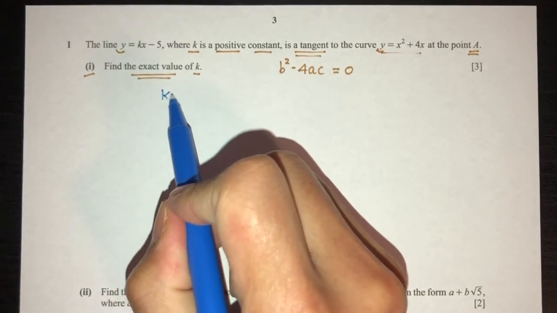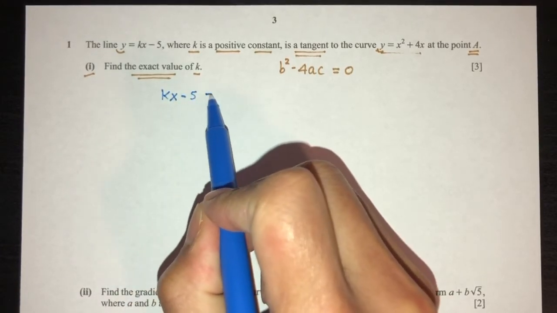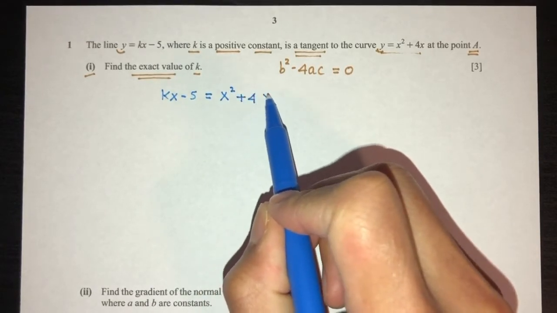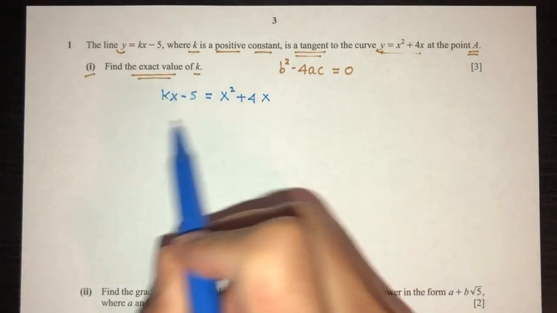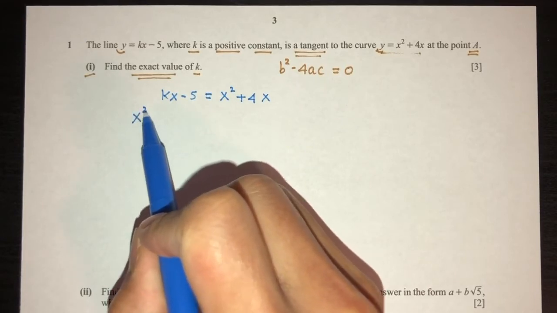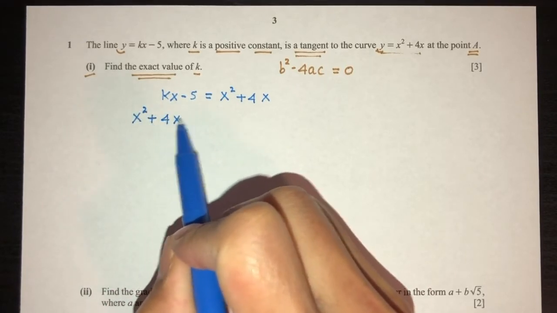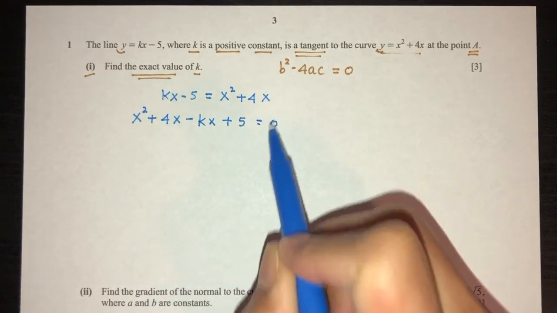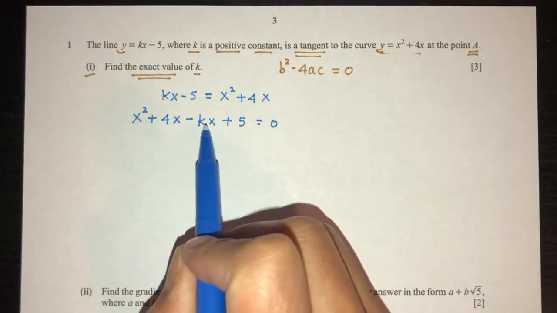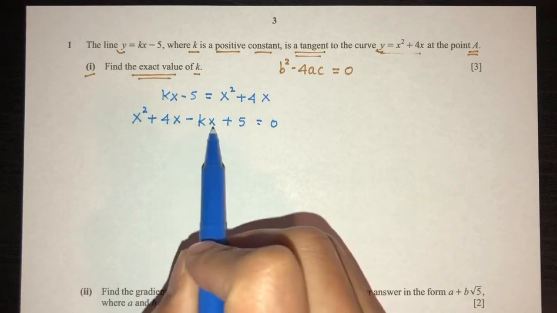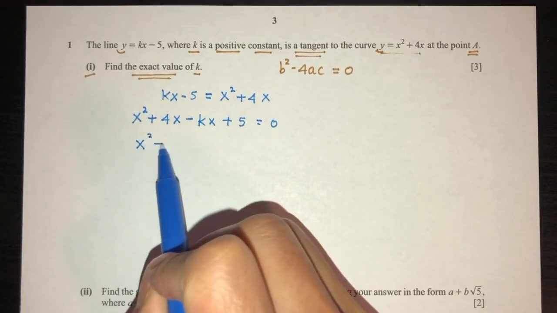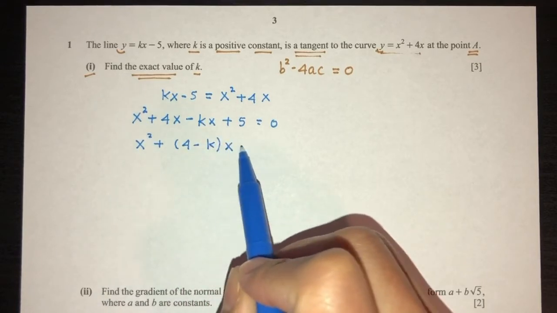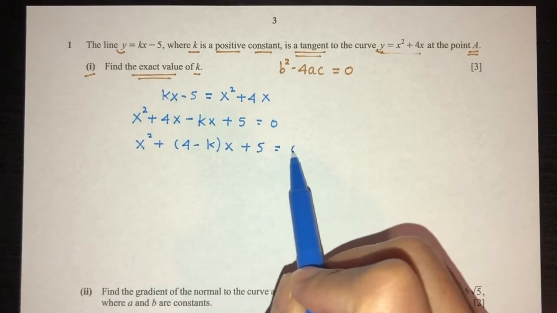So we have kx minus 5 on one side, and you will have x squared plus 4x on the other side. Then we have to send everything to one side. You will have x squared plus 4x minus kx plus 5 is 0. So now we have to factorize those two because they have x term in them. So you will have x squared plus (4 minus k)x plus 5 is 0.